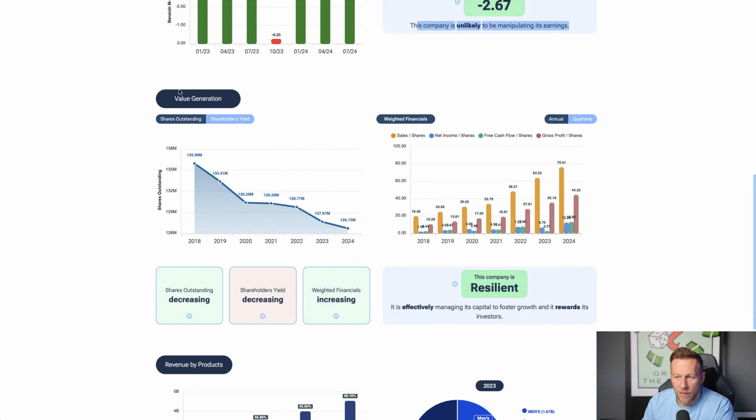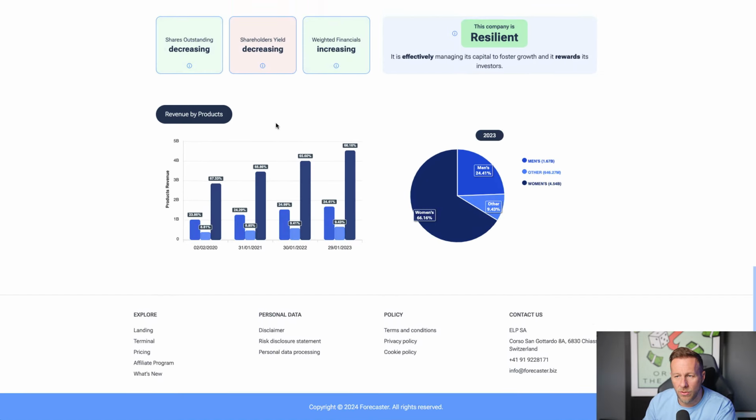As we scroll down, the value generation, you can see the buybacks, very healthy. The weighted average is very healthy. The efficiency of the company is very good. And then if we drop down to the revenue by products, you can see that most of the products are geared towards women, and women love buying clothes. So that's a great indicator as well.